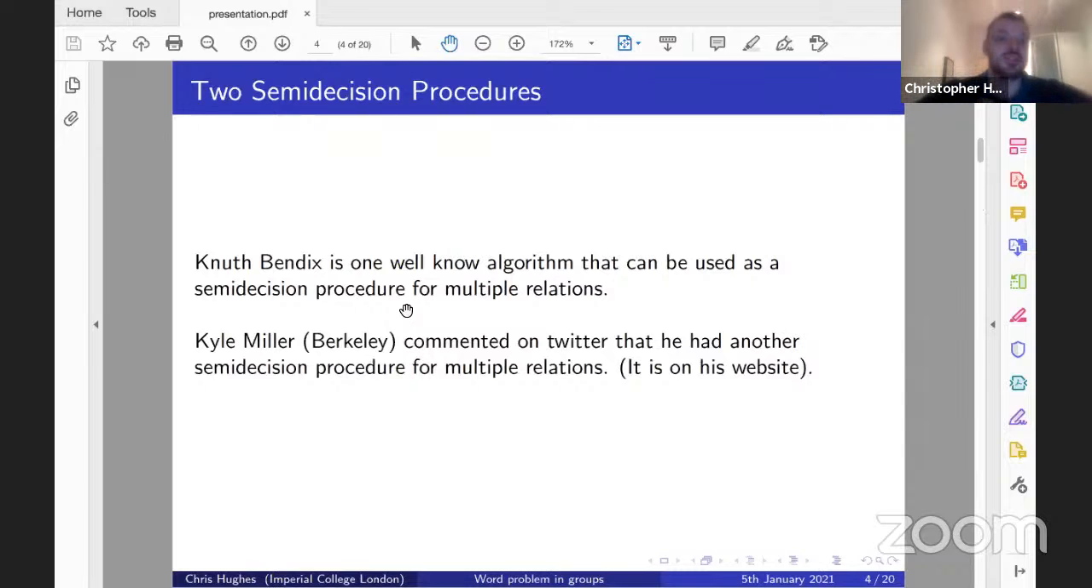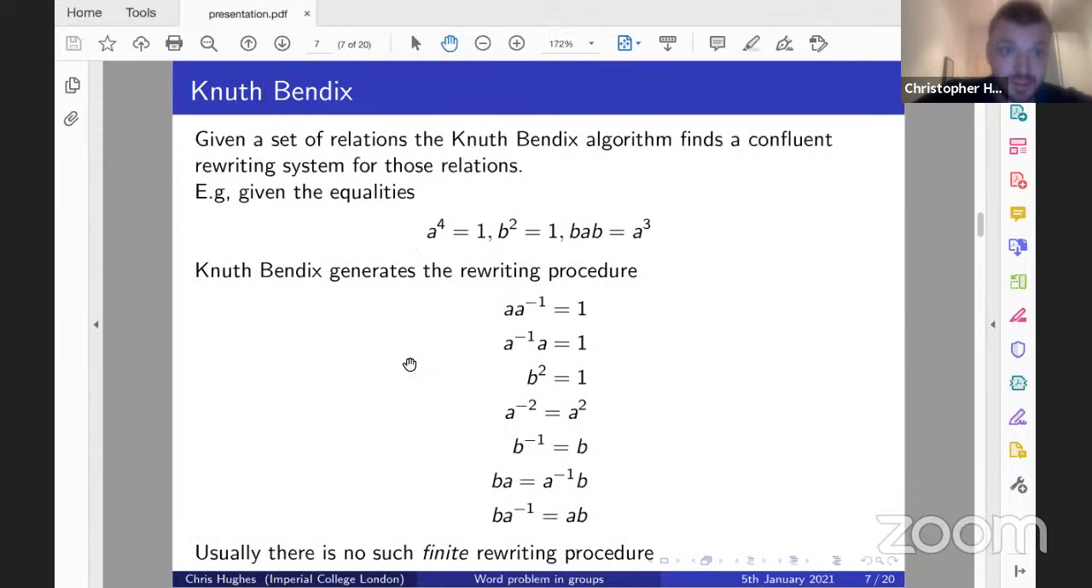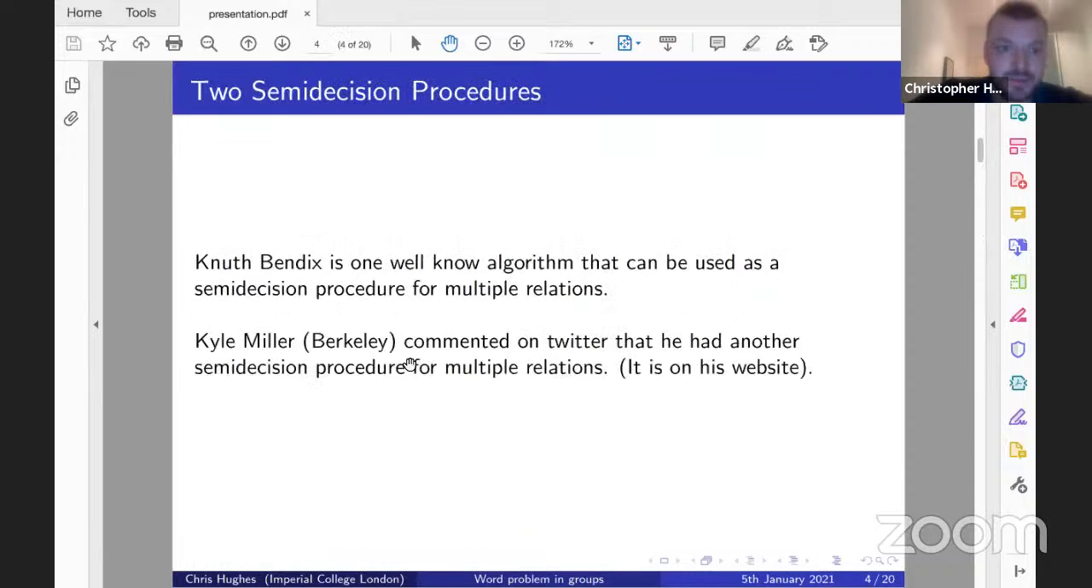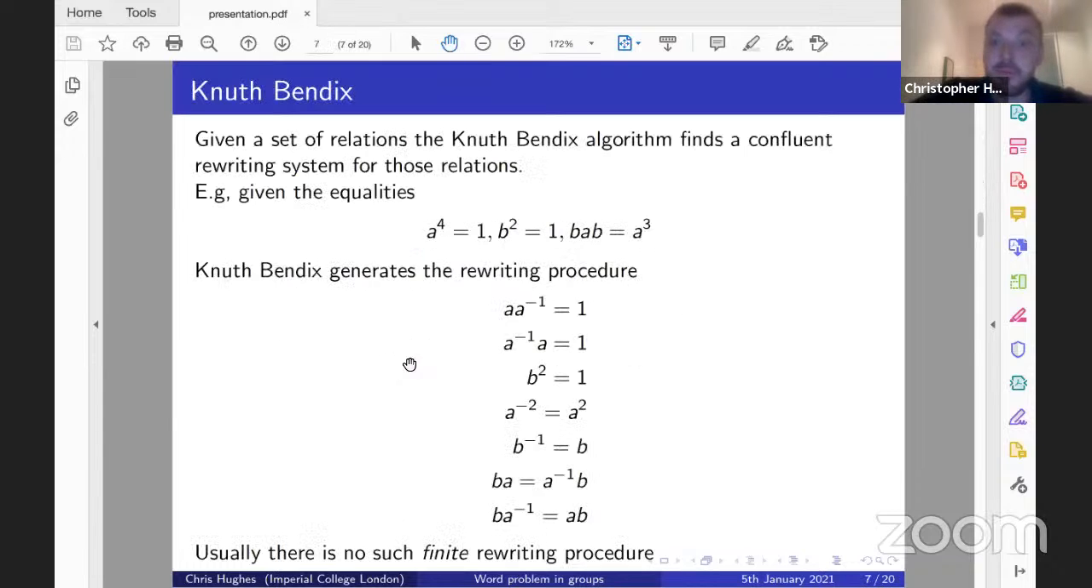So the semi-decision procedures that people mentioned on Twitter, one of them was the Knuth-Bendix algorithm. This is quite well known. And Kyle Miller from Berkeley commented that he had another procedure on his website that solved this for more than one relation. I actually implemented something very similar to what Kyle Miller did, but I'll just talk about what Knuth-Bendix is. Given a set of relations, the Knuth-Bendix algorithm finds a confluent rewriting system for those relations.